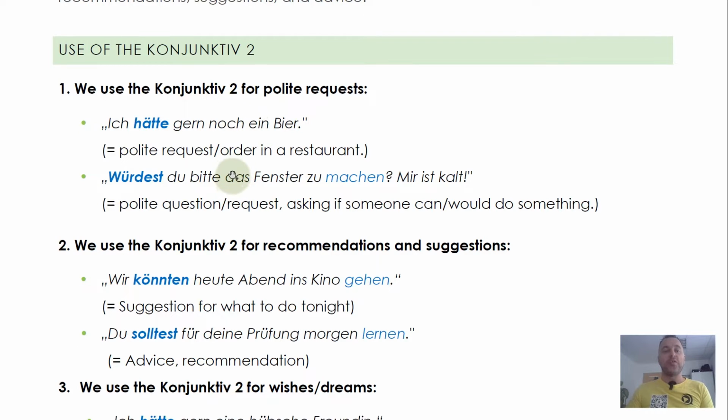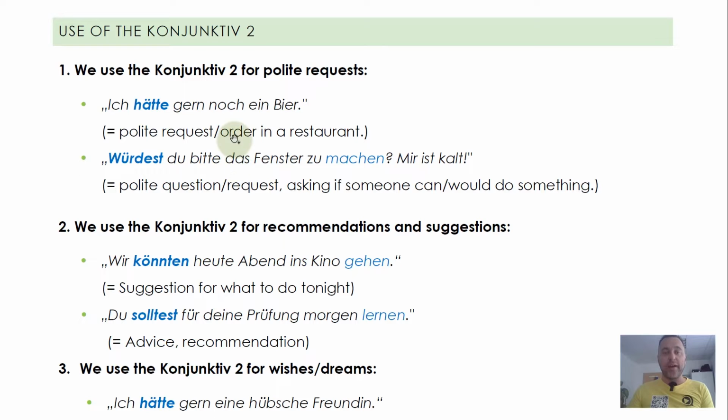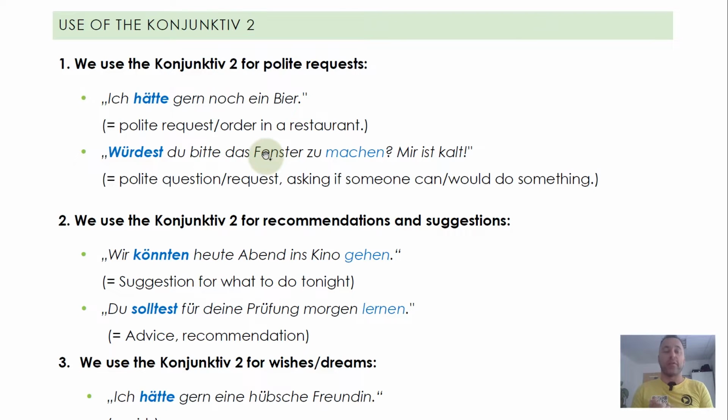So now, when do we use Konjunktiv 2? First of all, and most important on a beginner level, for polite requests. So if you want to be polite, you have to use Konjunktiv 2. Ich hätte gern noch ein Bier. This is a polite request in a restaurant. It's the equivalent to I would like to have another beer.